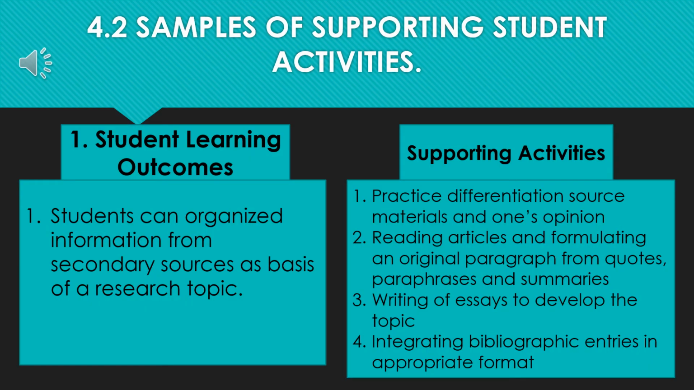For student learning outcome number 1, students can organize information from secondary sources as basis of a research topic. Some examples of supporting student activities are: number 1, practice differentiating source material and one's opinion. Number 2, reading articles and formulating an original paragraph from quotes, paraphrases, and summaries. Number 3, writing of essays to develop the topic. Number 4, integrating bibliographic entries in appropriate format.